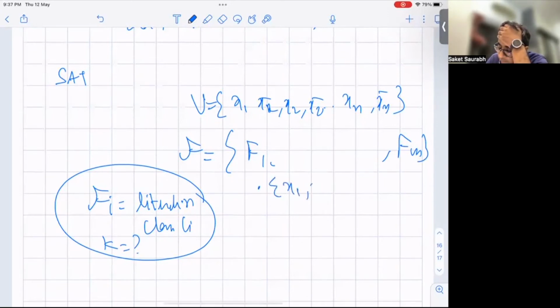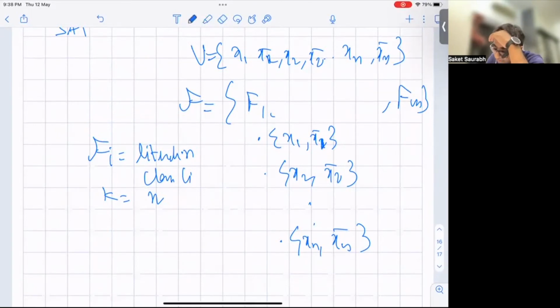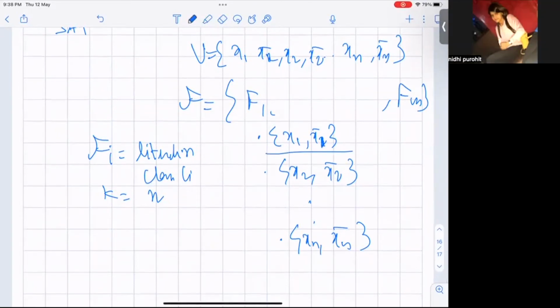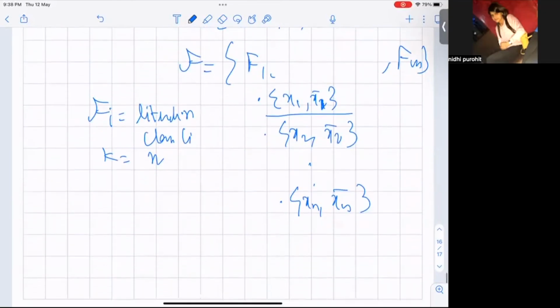Can we do this? Add the following kind of sets, and I substitute K equal to N. Does that make sense? Now notice, because your budget is just N, and these are disjoint sets. Saket, why have you introduced these sets x1, x1 bar in F?